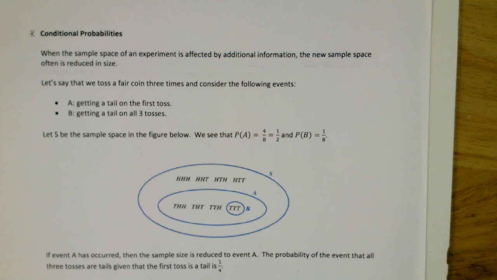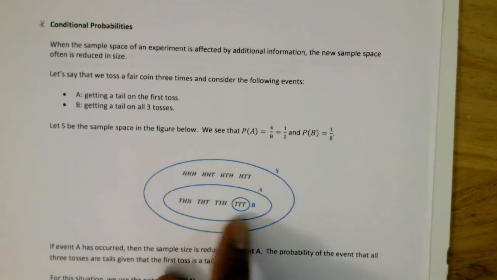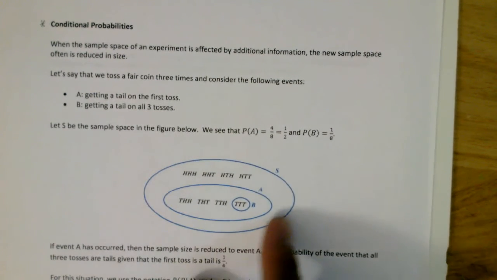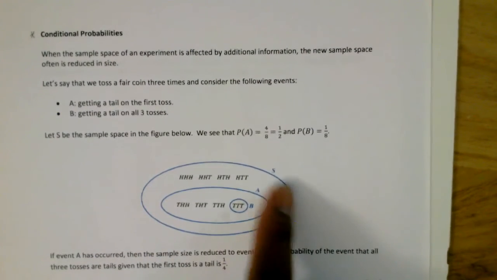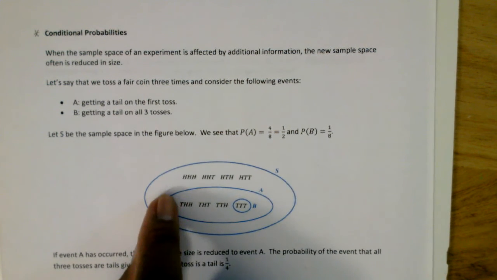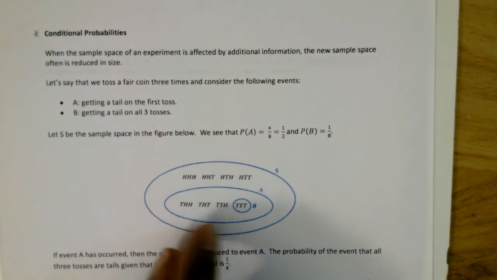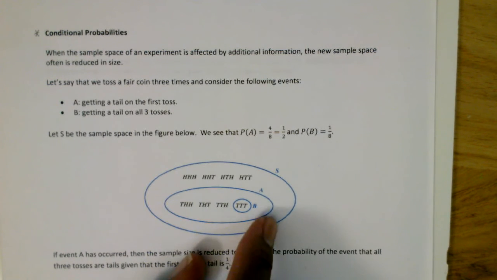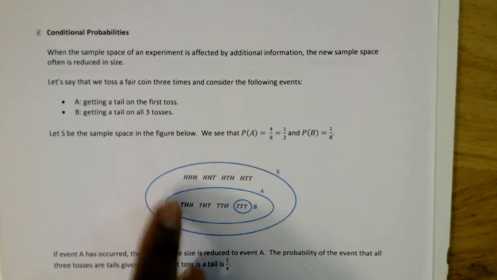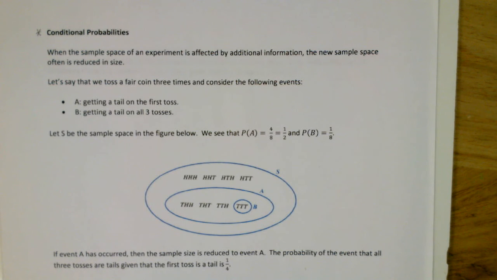We see that the probability of event A, that's going to be this circle that I'm outlining here. The whole sample space is this. That's all the possible outcomes of tossing a fair coin 3 times. And event A is getting a tail on the first toss. These are the possible outcomes of getting a tail on the first toss. There are 4 possible ways of doing that out of a total of 8. So the probability of event A, getting a tail on the first toss, would be 4/8 or 1/2.